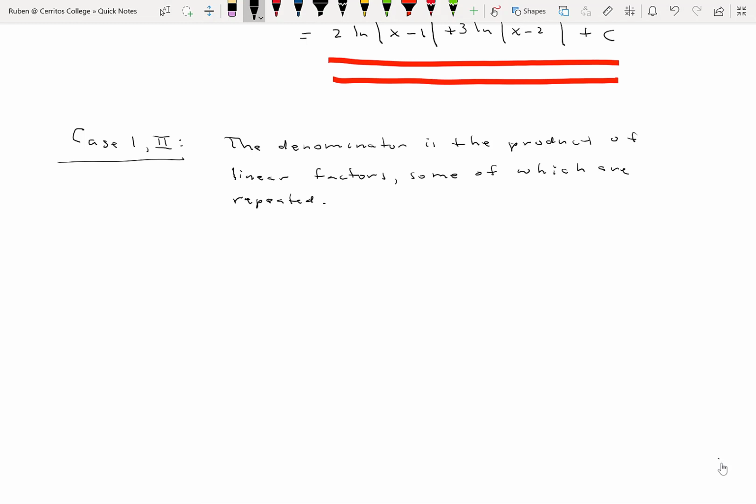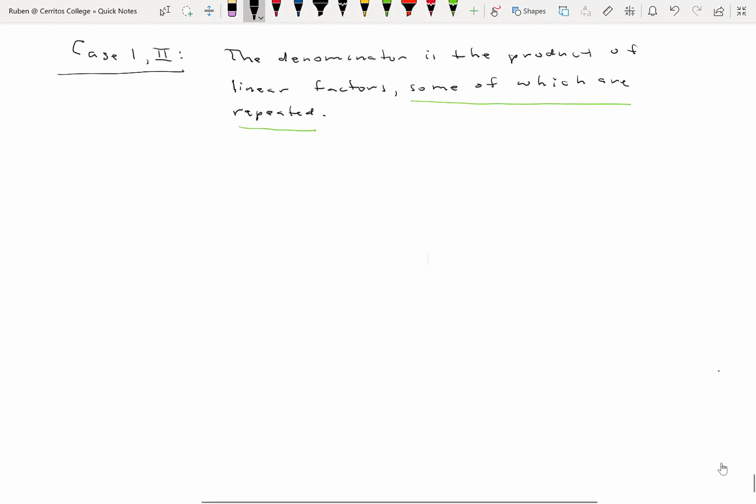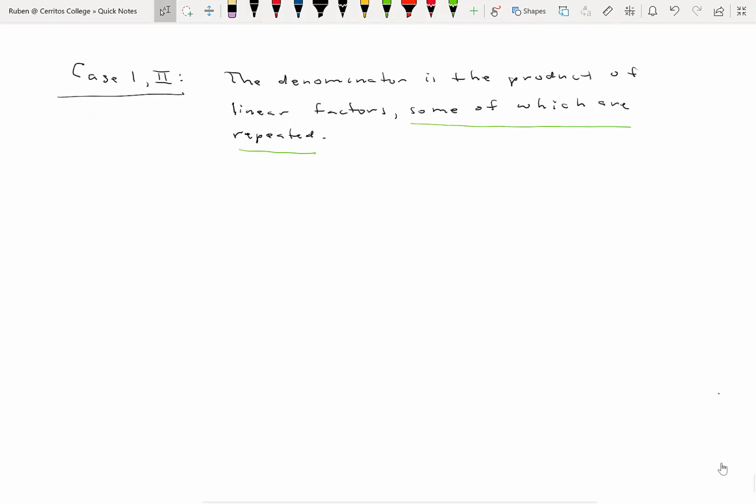So case Roman numeral 2 within this big case 1 that we're looking at is the denominator is the product of linear factors, just like before. The denominator is the product of linear factors, some of which, though, are repeated. So there's the difference between the two cases. Some of the linear factors are repeated. Okay, so what do I mean by that?